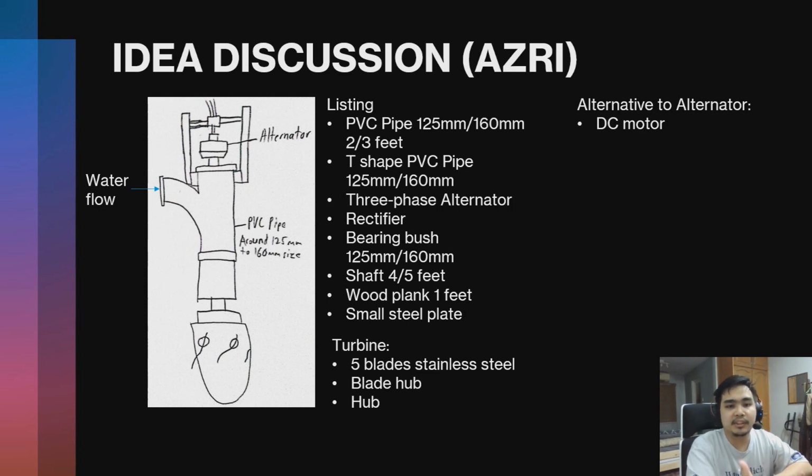And for the base of the turbine, we might need a blade hub and also a hub. In case we don't get our alternator, we might have to make a DIY alternator ourselves. And if that's not possible, we might try a DC motor to at least have a DC output. Well, that is all for my idea.